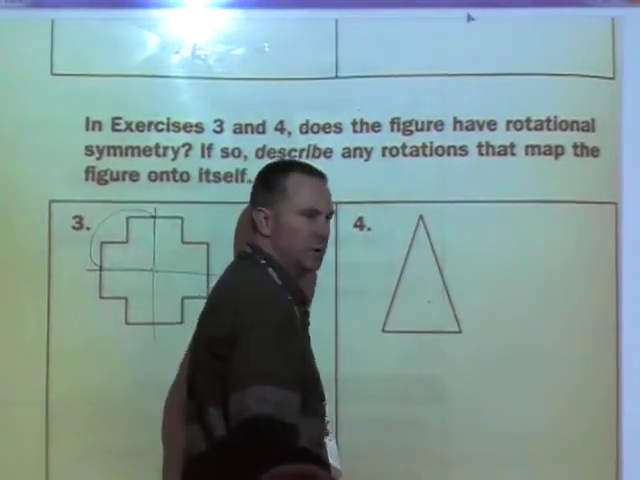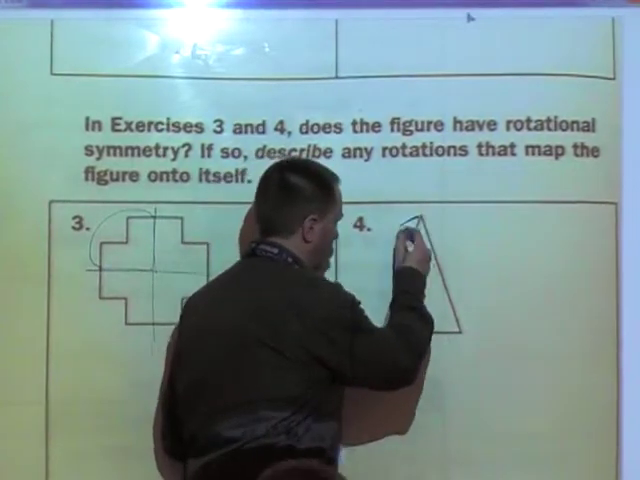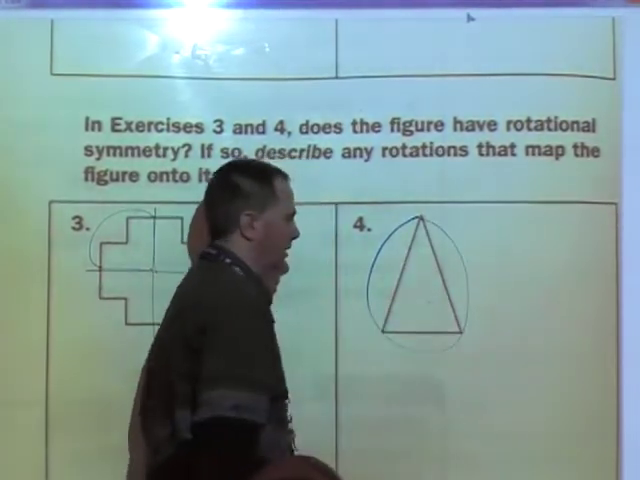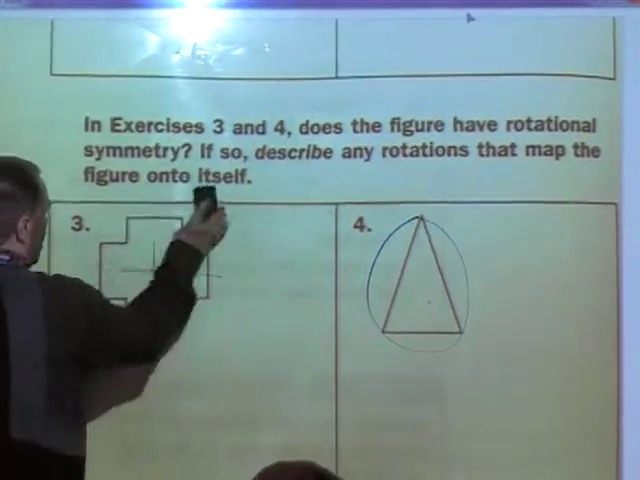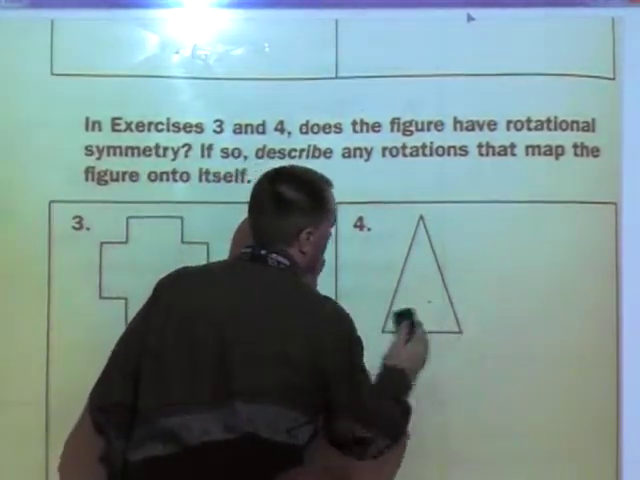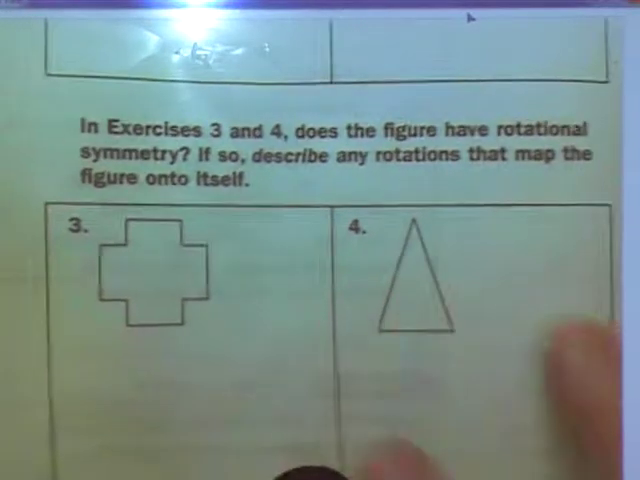Here, rotational symmetry or not. No, you have to go all the way around to get back up there. Okay? All right, so no rotational symmetry on 4. 90 degree and 180. You have to list them all. 90 and 180 on number 3.